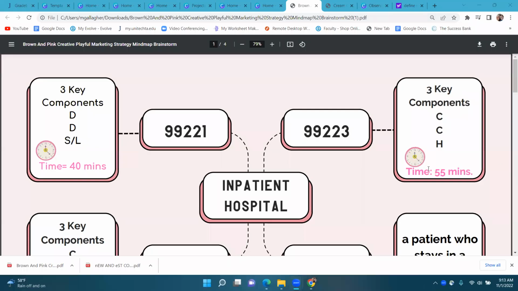Today we're going to be talking about hospital inpatient services. So I'm going to share my screen and we're going to get right into it. Like I said, this is just a mini lesson for you guys to get a little bit of knowledge.